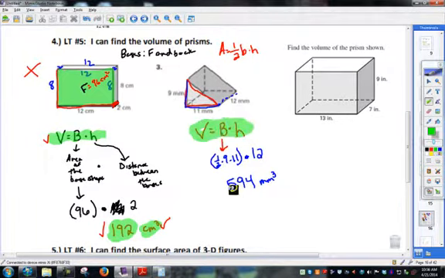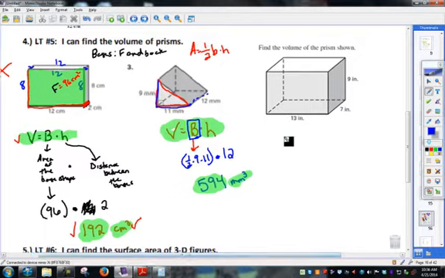Again, your 3 points: formula, answer, units. By the way, if you did not use a capital B, it is wrong. You must use a capital B. So again, if you didn't have all three of those points, mark it wrong. Okay, last one here. Volume equals area of the base times the height.